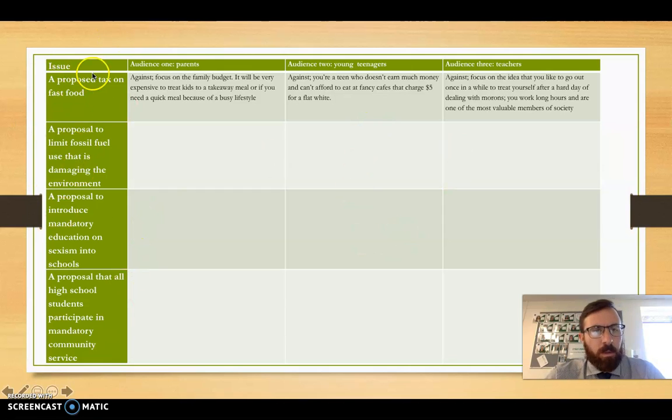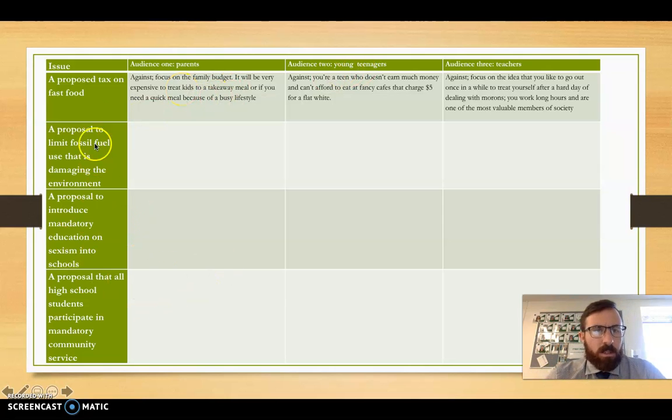Here we go, a proposed tax on fast food. You can see the audience. If it's an audience of adults, they're going to be against, because the focus then is on the family budget. The teenagers are against. You're a teen who doesn't earn money, so obviously a proposed tax on fast food is going to limit you. And then the teachers, well, they're going to be against perhaps because they want to spend that time, but that's obviously a resistant approach. But again, it's completely up to you how you determine that, and how you're going to appeal to each different audience, or if you're appealing to one audience.